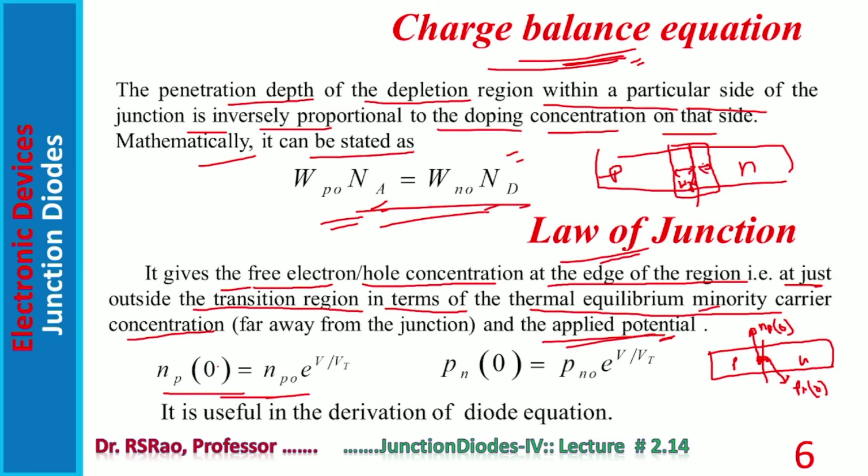Np of 0, 0 means at the junction. Np stands for free electron concentration on the P side at the junction, which is equal to Np naught, the electron concentration on the P side under equilibrium condition, multiplied by e power V by Vt. V is the applied voltage, Vt means it is a constant, the volt equivalent of temperature. It is 26 millivolts at room temperature. Similarly, Pn of 0 is equal to Pn naught e power V by Vt.